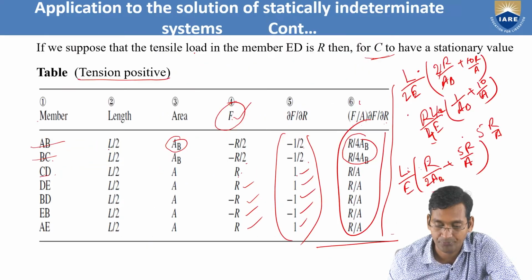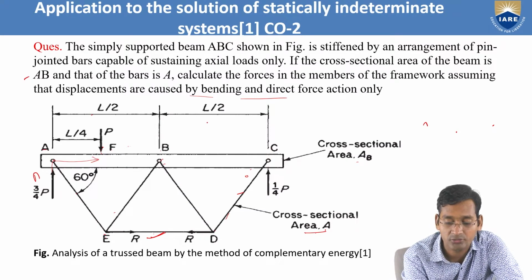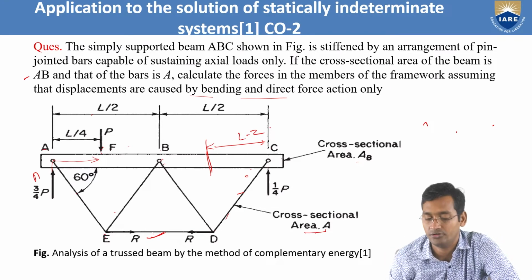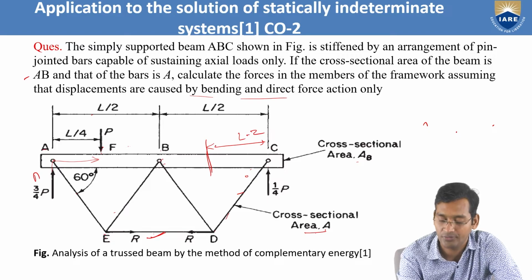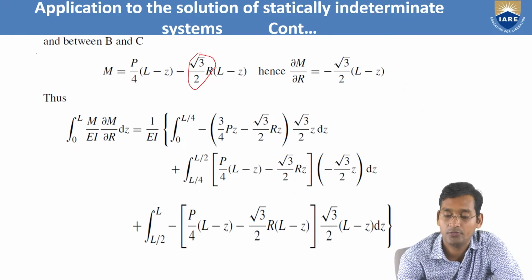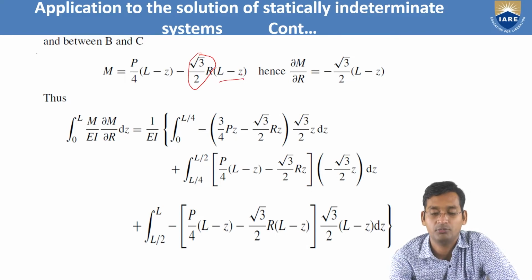Now just see the figure. From here to here, this distance is Z. So what distance will be here? L minus Z, right? So that is the Z we have to find. Now minus 3 by root 2 into L minus Z, that is the final moment equation.